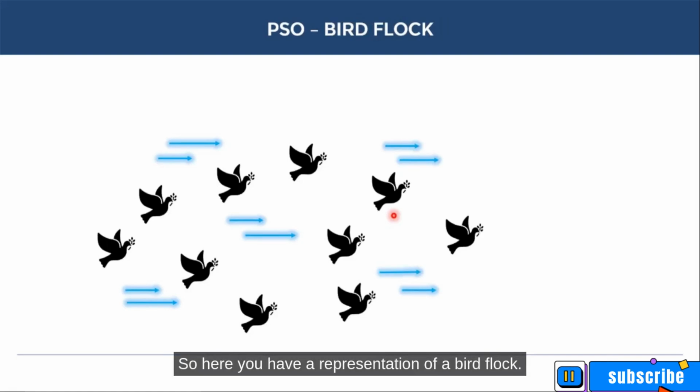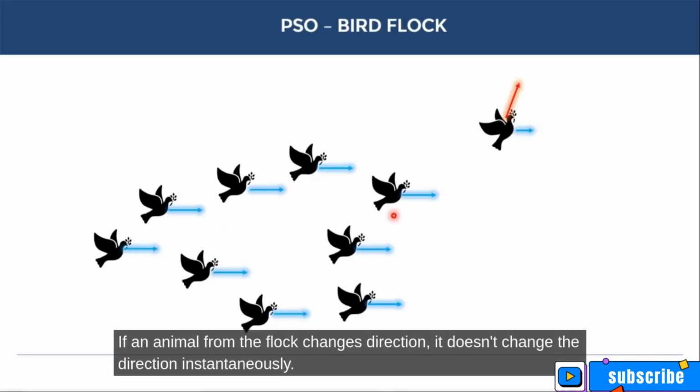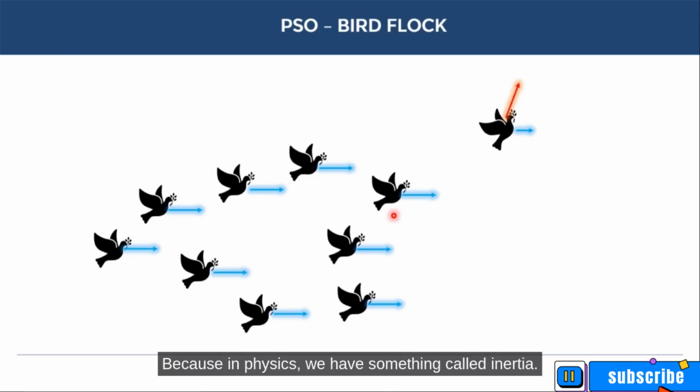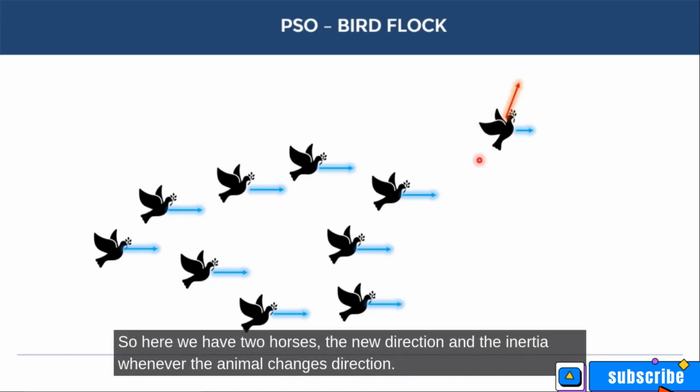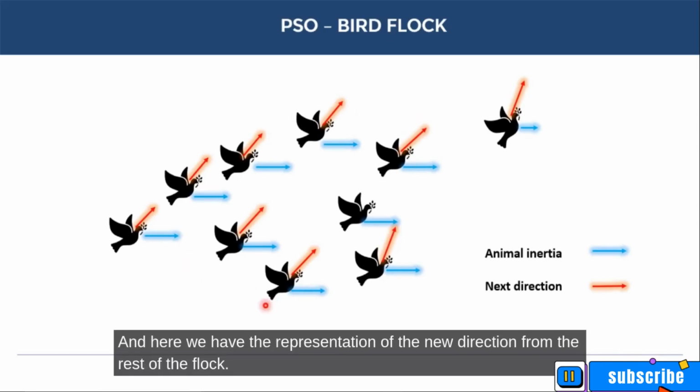So here we have a representation of a bird flock. So here we see the collective behavior of animals, in this case birds. If an animal from the flock changes direction, it doesn't change the direction instantaneously, because in physics we have something called inertia. And the same thing will happen for the other animals as well. So here we have two forces, the new direction and the inertia, whenever the animal changes direction. And here we have the representation of the new direction from the rest of the flock. So here we have the animal inertia, and here we have the next direction in red.